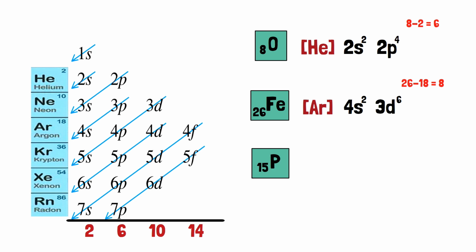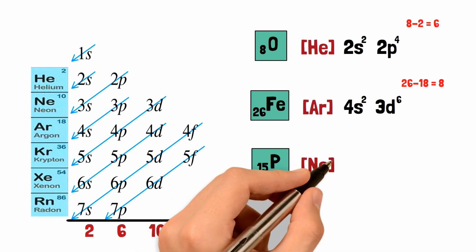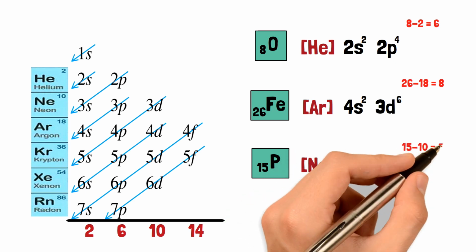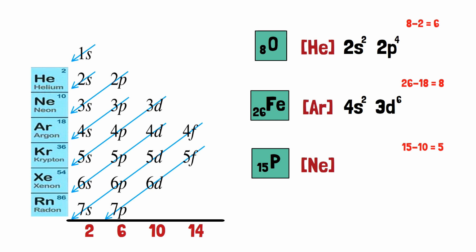Phosphorus has an atomic number of 15. As we notice, the noble gas which has an atomic number closer and less than its atomic number is neon. So we put the neon symbol, which has an atomic number of 10. 5 electrons are left. So we will complete from the sublevel 3s2, then 3p3.